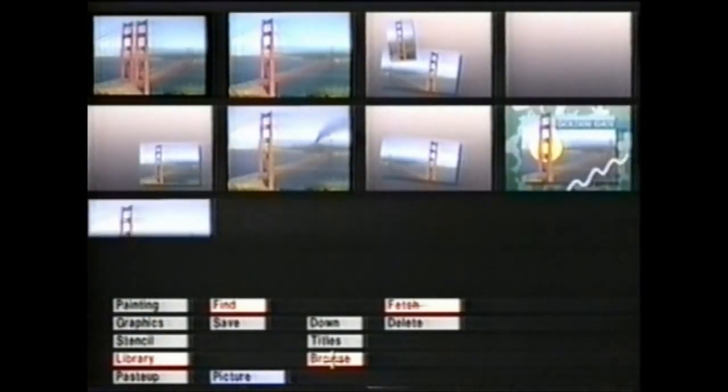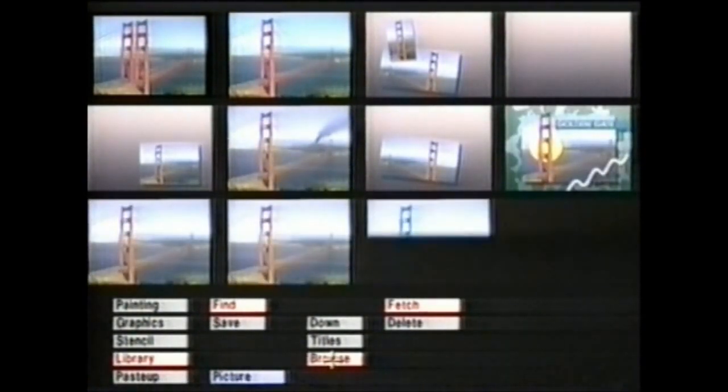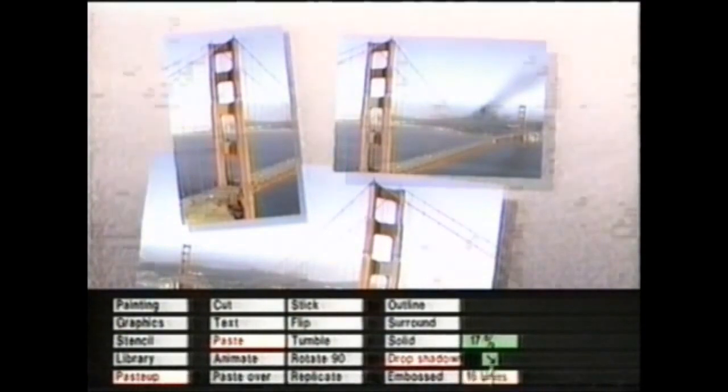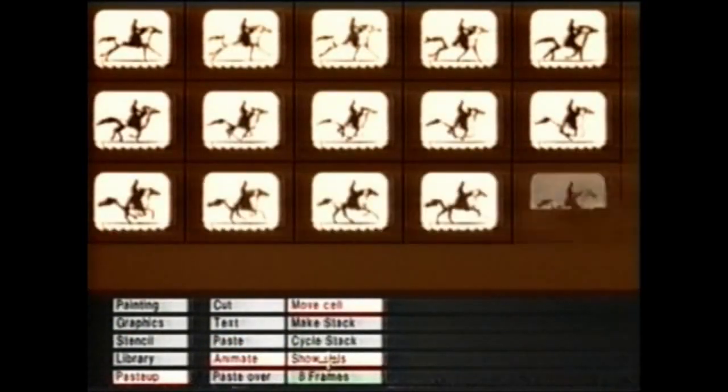As well as altering the content of a picture, the computer can reduce an image or multiply it to order. These are the basic techniques common to all electronic graphics. In some cases, the computer can add to our understanding of a picture. In this case, a series of the famous Muybridge prints.